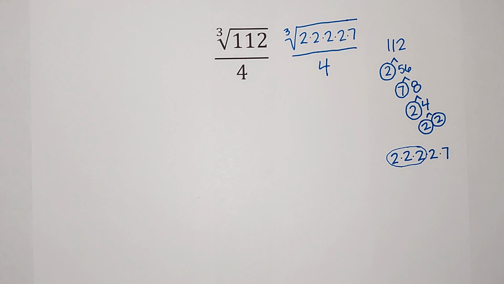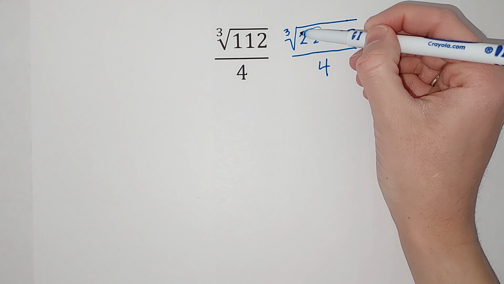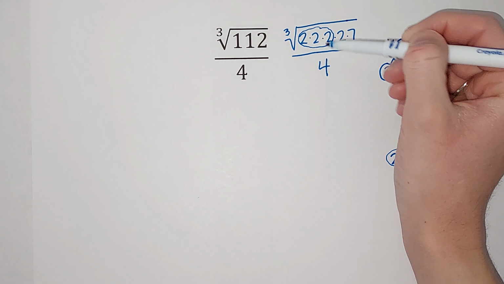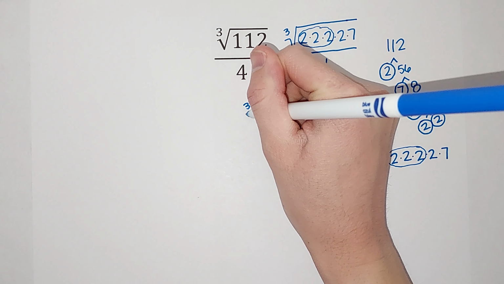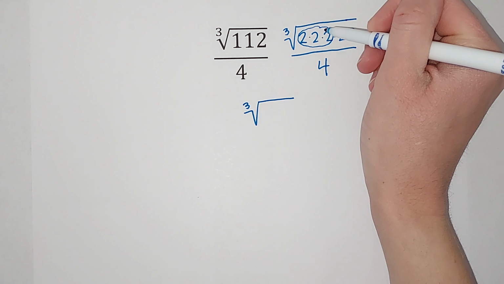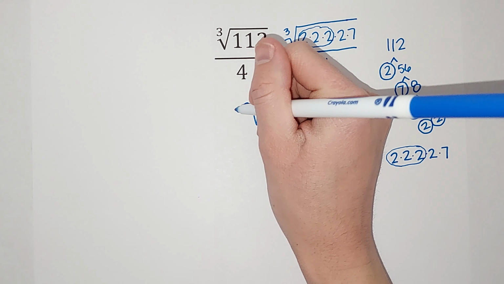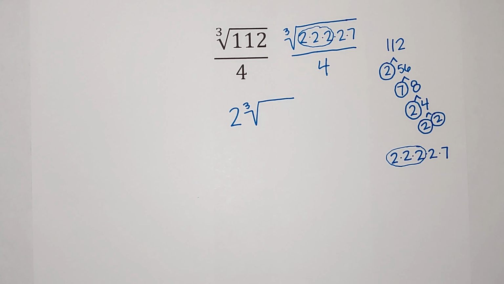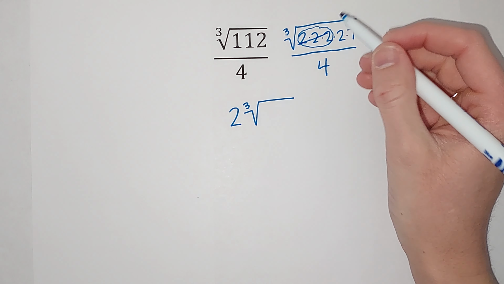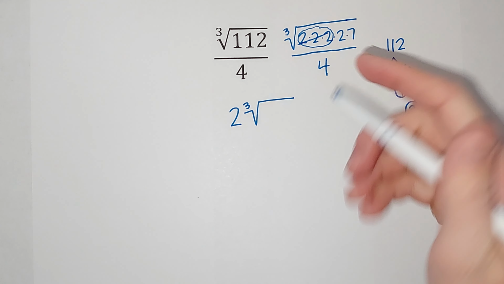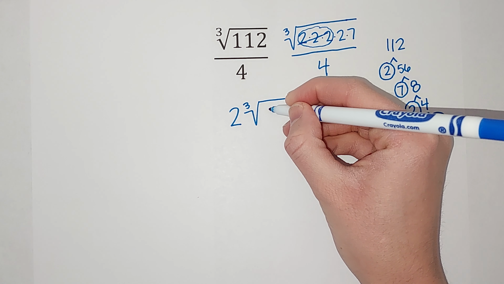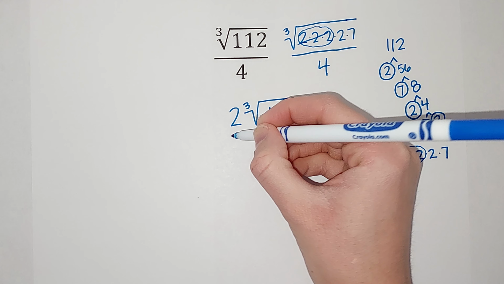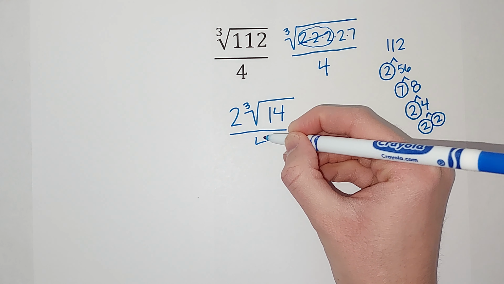Okay, so there are these 3 2's, so I can pull one of them out. Okay, so we're doing the cubed root. We have these 3 2's, so one of them can be pulled out. So it's 2, so these guys are gone. If that's confusing, I'm going to show you another way. So hang with me. And still left under there is 2 times 7, which is 14. Okay, this is still over 4.